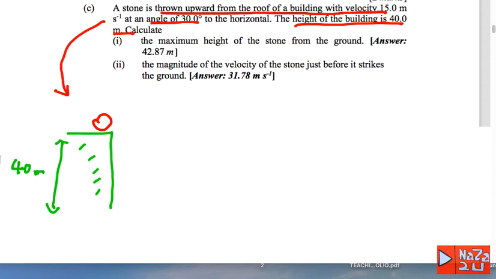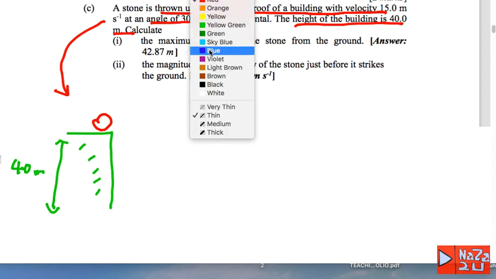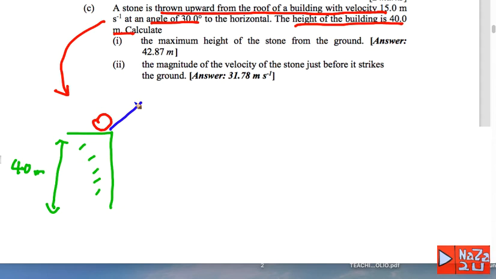And next you have the object, the stone, thrown upward. When you throw it upward, the object is thrown with a velocity of 15 meters per second at an angle of 30 degrees, right? Okay, that's all the information given by the question. So now the question asks you for the maximum height.